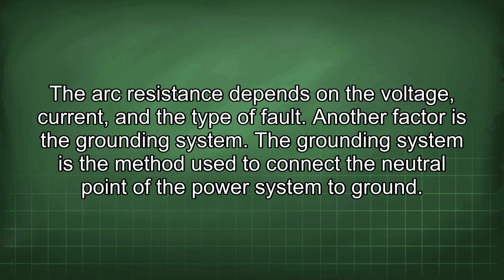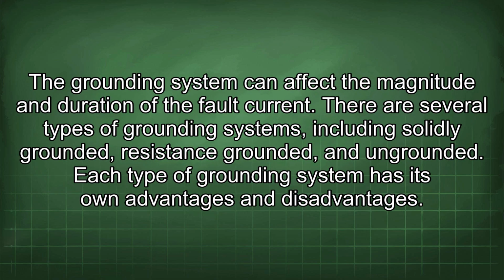Another factor is the grounding system. The grounding system is the method used to connect the neutral point of the power system to ground. The grounding system can affect the magnitude and duration of the fault current. There are several types of grounding systems, including solidly grounded, resistance grounded, and ungrounded. Each type of grounding system has its own advantages and disadvantages.